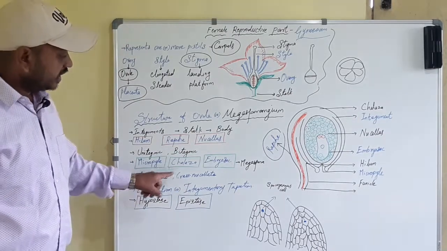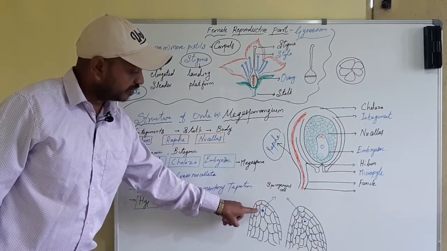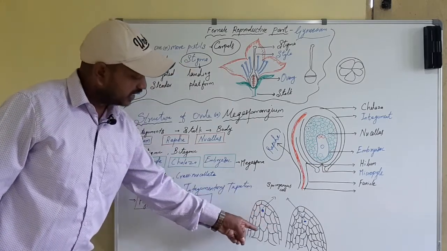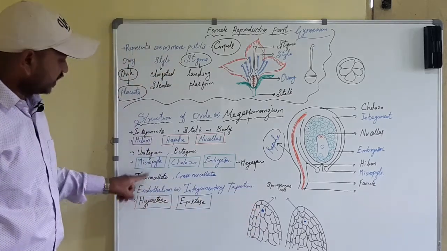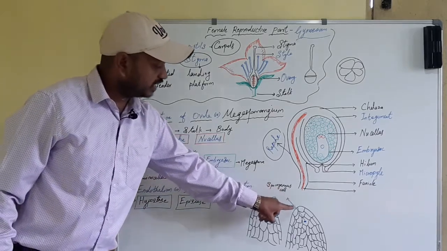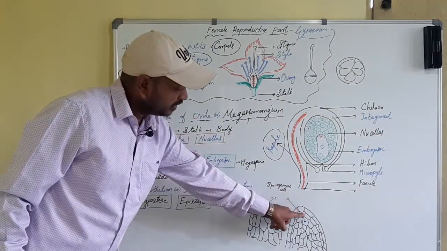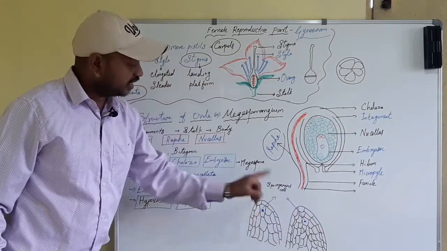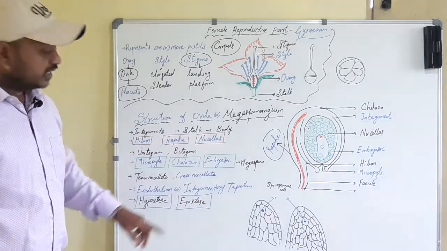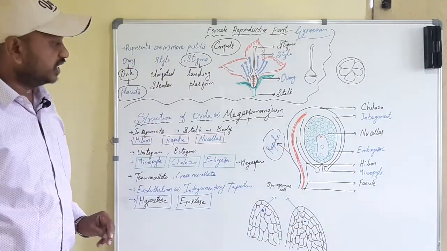In the tenuinucellate type, the sporogenous cells are placed in the hypodermal cells next to the epidermis, covered by a single layer of hypodermal cells, and it possesses a smaller amount of nucellus tissue. This is called the tenuinucellate type. Next one, crassinucellate type. Here the sporogenous cells are arranged subhypodermally. Subhypodermal means it lies inside. The epidermis is outside, the hypodermis lies inside it, 2-3 layers. If the cell is subhypodermal, that is called the crassinucellate type of ovule. This type possesses more nucellus tissue.